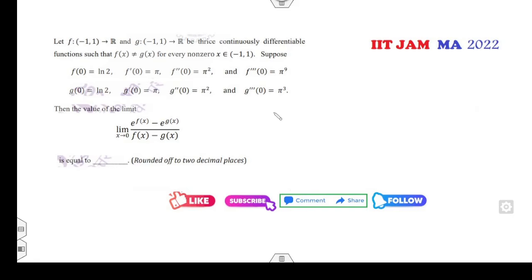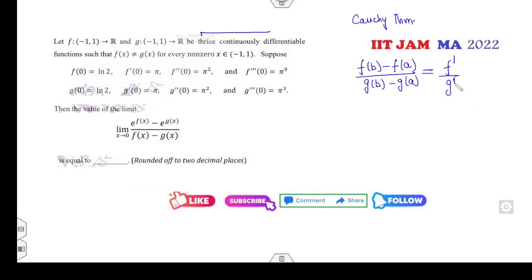Look at the next one. f and g are continuously differentiable functions and your target is to find the limit. What comes to mind when you look at a function like (f(b) - f(a)) divided by (g(b) - g(a))? You can apply the Cauchy theorem. That is equal to f dash divided by g dash. So the same you have here.